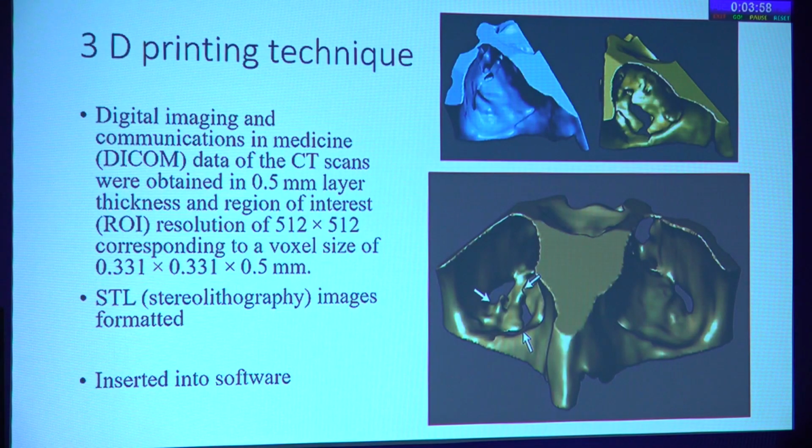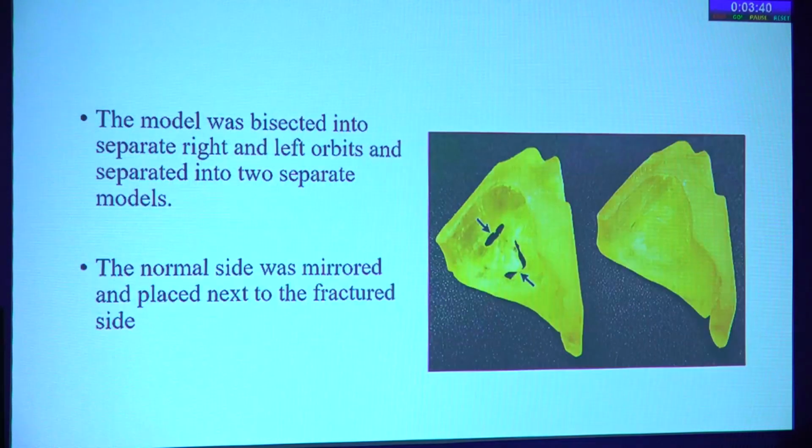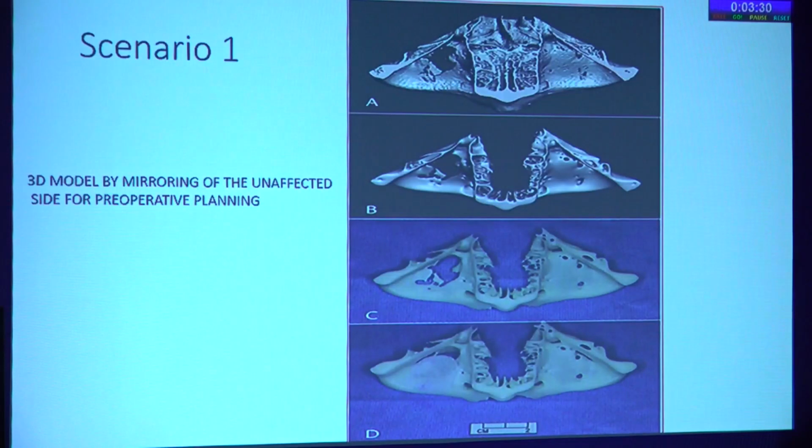So how do we do that? When we get a CT orbit, there is a format called DICOM format, and specifically we have to ask the radiologist for that. With that format, the STL images, the 3D images, are obtained, and the 3D model is designed. Once the 3D model is designed like this, we can design our implant and plan the size and exact shape of the implant.